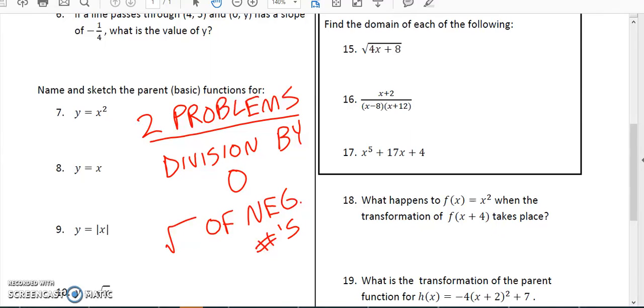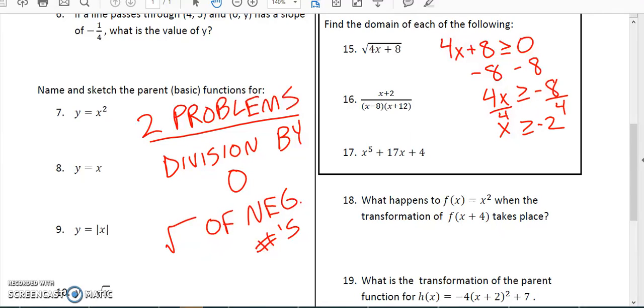So when you look at this first one, you got a square root. Remember, to avoid taking the square root of a negative, you have to set this greater than or equal to 0 and solve. Subtract 8, 4x is greater than or equal to negative 8. Divide by 4, so x is greater than or equal to negative 2. It may have that on there, or it may want an interval. Either way, this is your domain right here, just like we did yesterday.